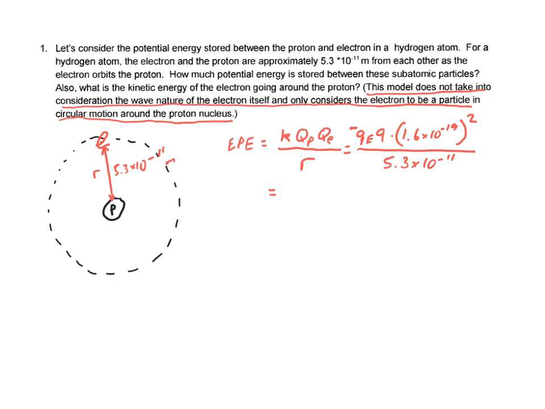Throwing this in my calculator, 9e9 times 1.6e negative 19 squared divided by 5.3e negative 11. I get a small amount of energy. That is going to be 4.3, I'm going to round that to 5, e negative 18 joules. Okay, that's the electric potential energy stored.